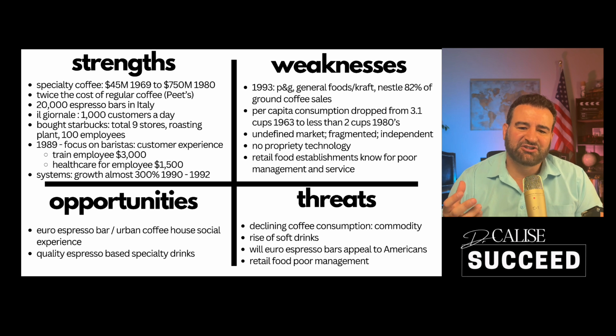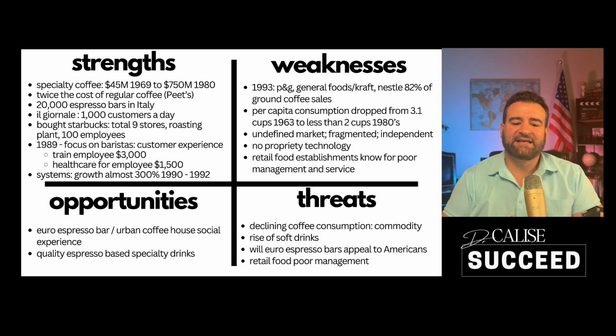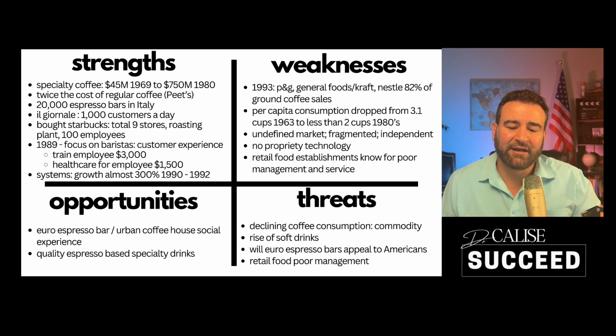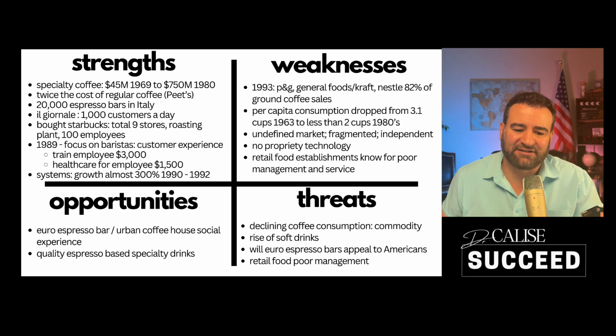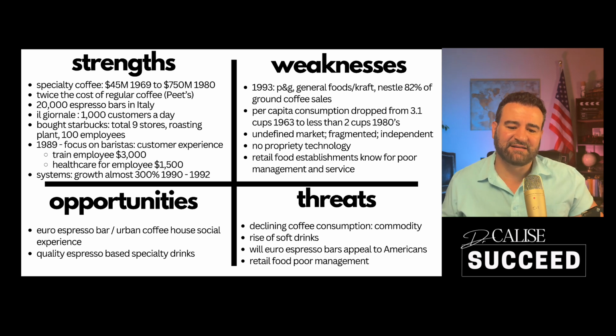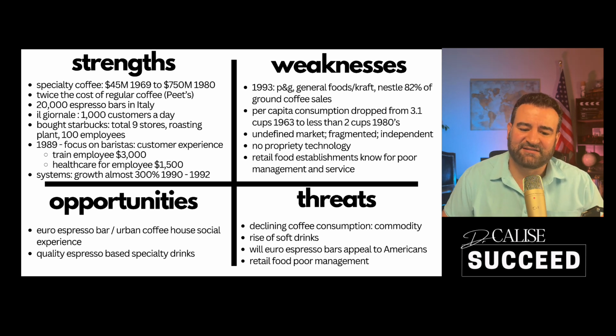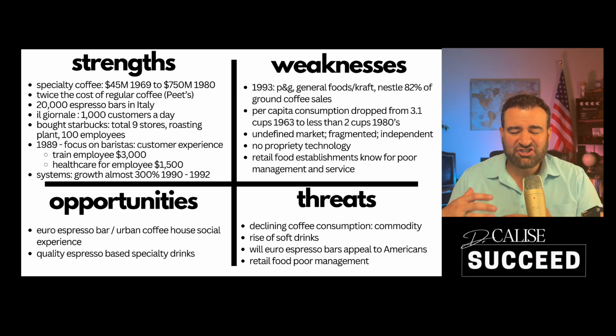Don't just say something is good or bad. Give numbers that illustrate it. Instead of saying there are a lot of espresso bars in Italy, okay, how many? 20,000. Perfect. Don't say I have a lot of customers a day. Okay, how many customers do I have a day? 1,000. Don't say my business is increasing. Okay, how much is it increasing? 300% from 1990 to 1992. This is really important, especially when you get into more in-depth analysis.